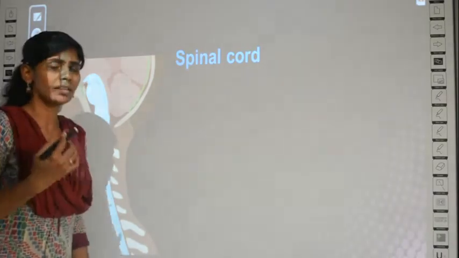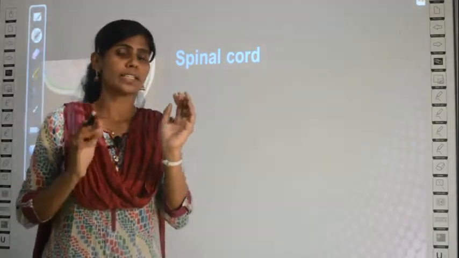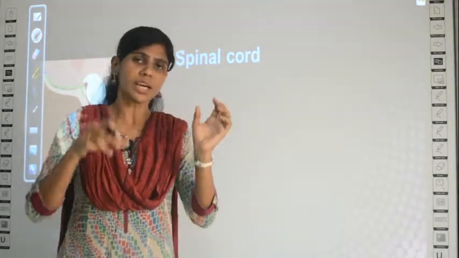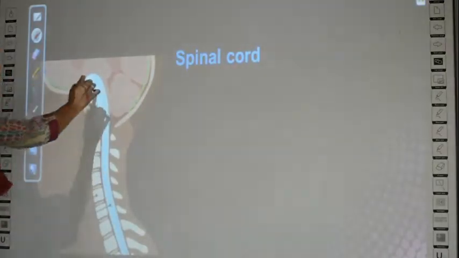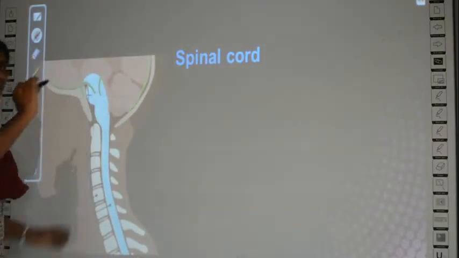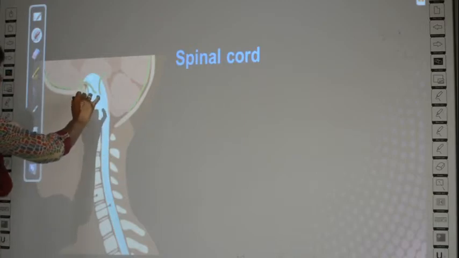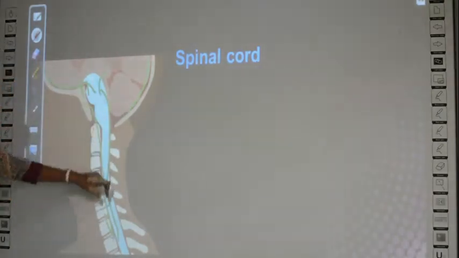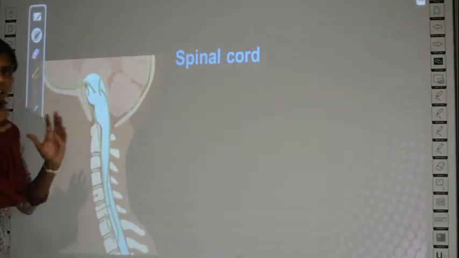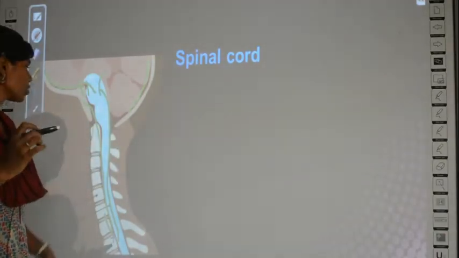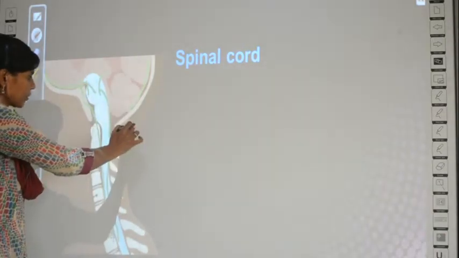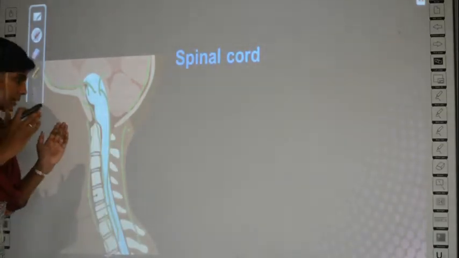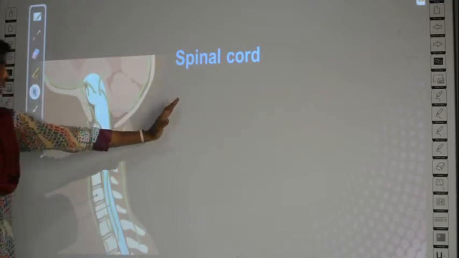You have already studied in the previous slide that the medulla oblongata, that is the posterior part of the brain, the back side of the brain, is in continuation with the spinal cord. So a part of the brain stays in continuation with the spinal cord. Where is the spinal cord? This blue color region is the spinal cord region. Clear? The spinal cord is not exposed outside. It is inside a structure called the vertebral column. So this is the vertebral column, and the spinal cord is inside it.